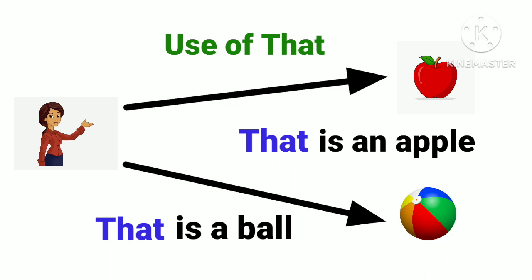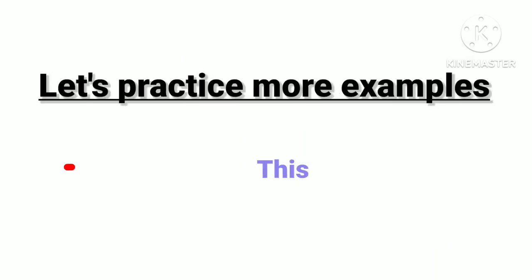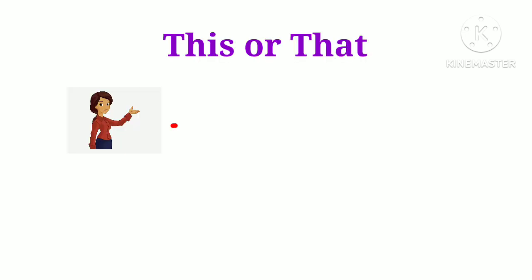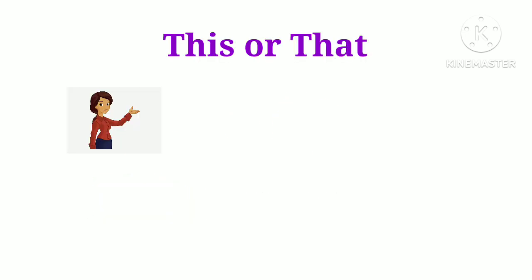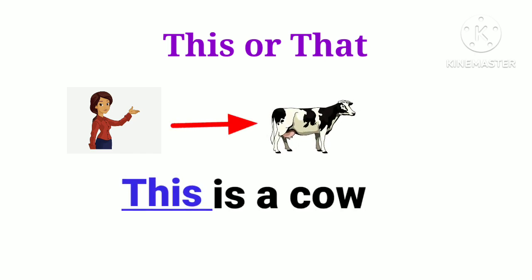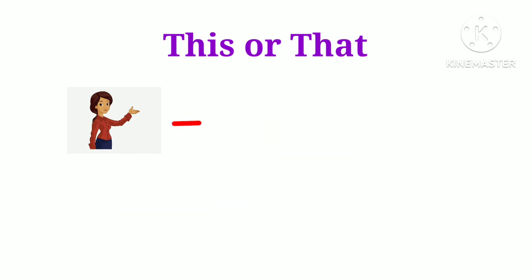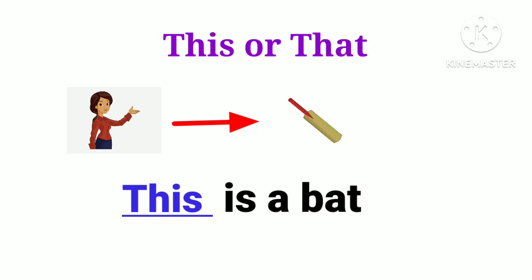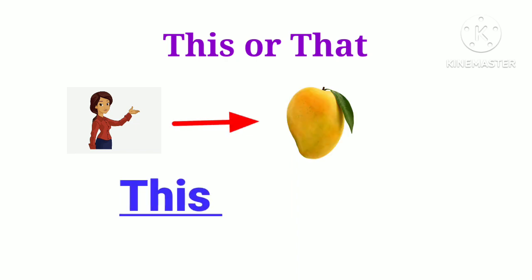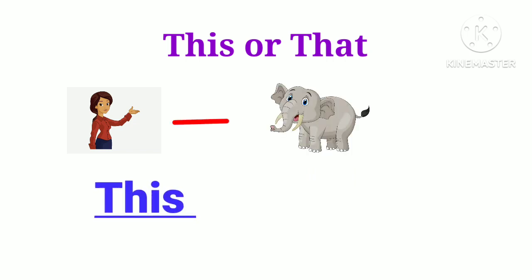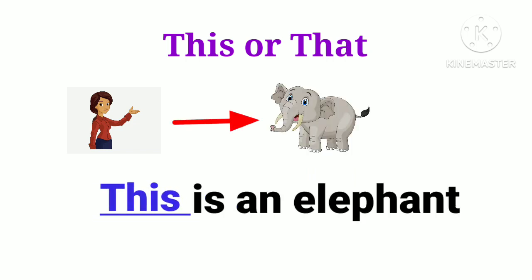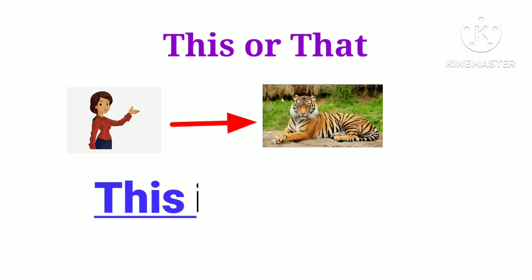Okay, understood? Let's practice more examples. This is an umbrella. This is a cow. This is a bat. This is a mango. This is an elephant. This is a tiger.